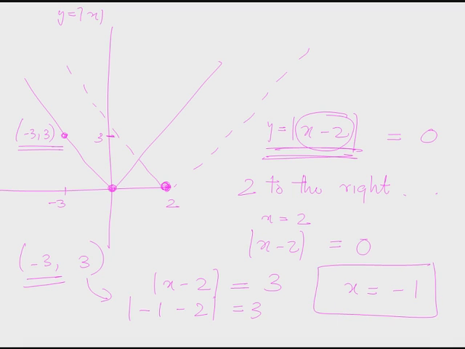So that's what's happening. When I subtract 2 from x within the function, to achieve the same y values I need to hike up x by 2. So the graph moves right by 2.